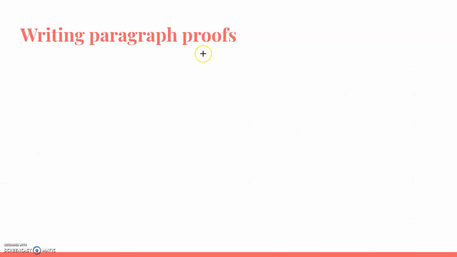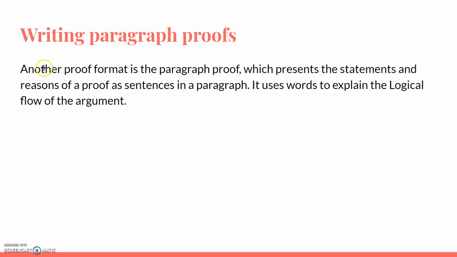Alright, so now, writing paragraph proofs. So we just learned about flowchart proofs, and now we're going to learn all about paragraph proofs. Another proof format is a paragraph proof, which uses the statements and reasons of a proof as sentences in a paragraph. It's pretty self-explanatory. It uses words to explain the logical flow of the argument. Instead of the boxes and arrows in the flowchart proof and the columns in the two-column proof, you just use words and sentences.